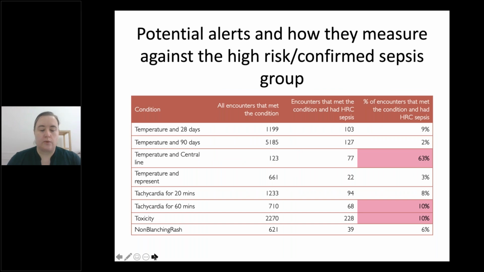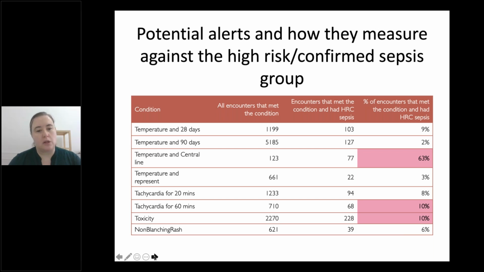And then in terms of alerts, we've worked with the senior clinicians to ask, if someone comes in, what are good criteria that would alert you to this person being suspected of having sepsis? They've given us different things. So someone that has a high or low temperature and is 28 days old, or a high or low temperature and is 90 days old, and how many of the people in the cohort actually meet that criteria. This can potentially inform what alerts we'll put in.